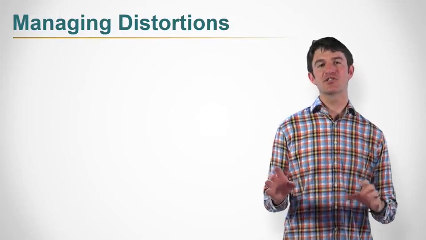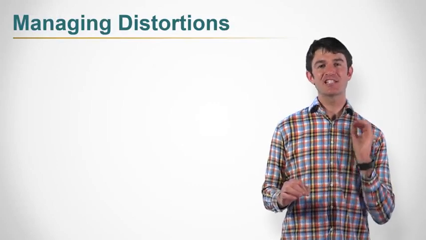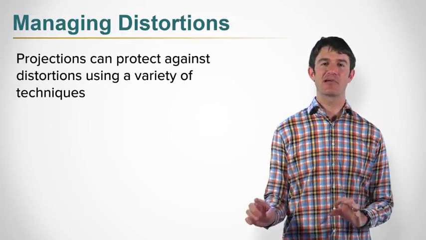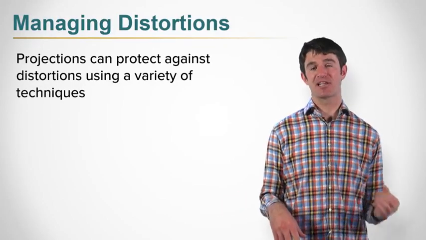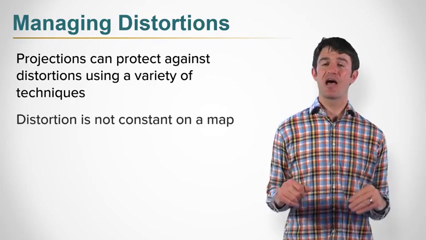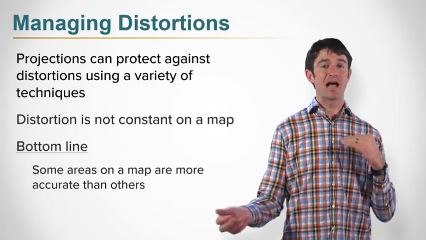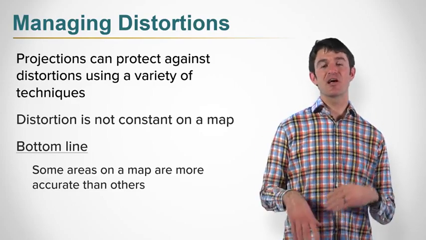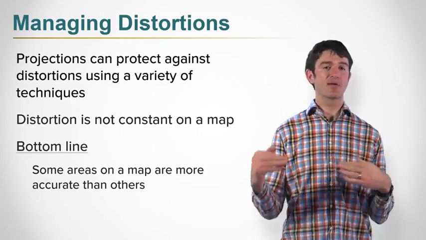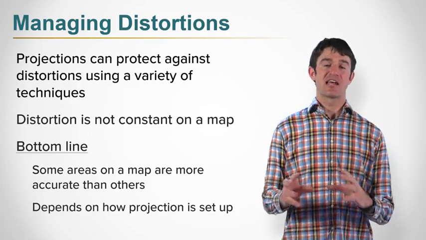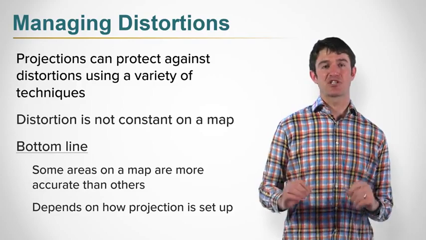Thinking back to distortions, some projections protect against specific types of distortion by using different techniques and mathematical transformations to preserve some properties at the expense of others. Now, this distortion is not constant on a map. Some areas on a map are more accurate than others based on how the projection is set up. This is similar to what we did with datums, where they can be optimized for different parts of the Earth based upon how you construct the datum. The same thing happens with projections.